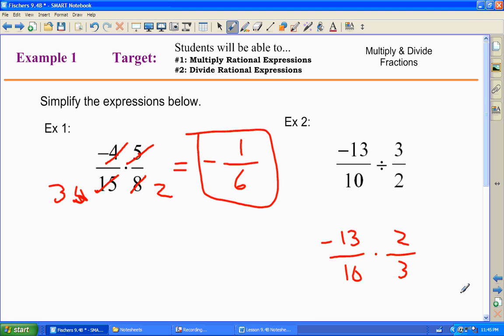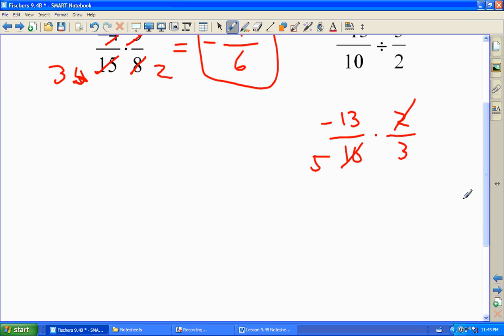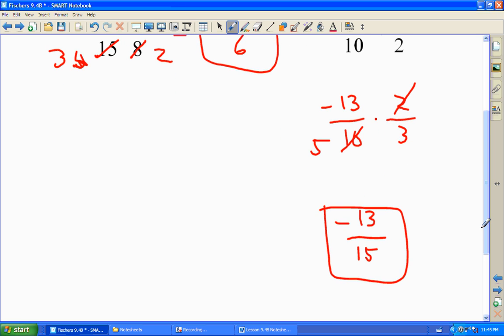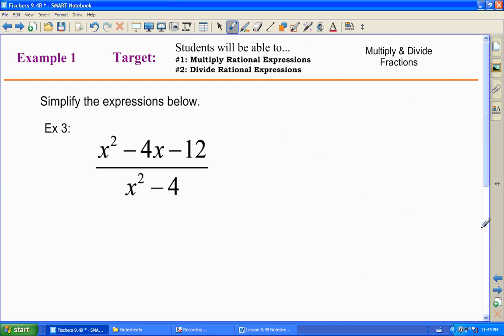Okay, about the only canceling you can do on this one is divide the 2 into the 10 and get a 5 here, and that's going to give us -13/15. There's no common factors in this, so I can't simplify it further, so that's my answer for this one here, example 2. Hope this is helping. All right, now it gets a little bit more complicated here, but the principles still apply.